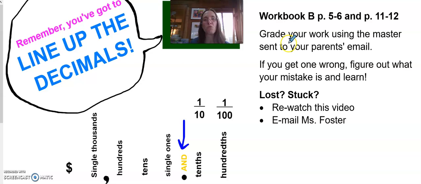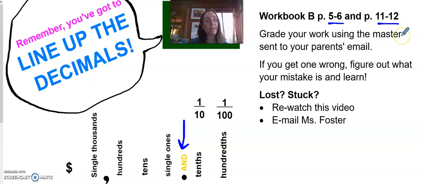Now, to practice this in your workbooks, I would like you to do pages 5 and 6, that's addition. Page 5, they already line it up for you. It's going to be super fast. But on page 6, you have to line it up. And then I'd like you to go ahead and do pages 11 and 12, same thing, but subtraction. On page 11, they already lined it all up for you. On page 12, you have to do it yourself.